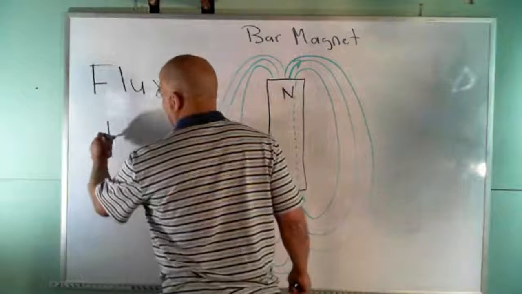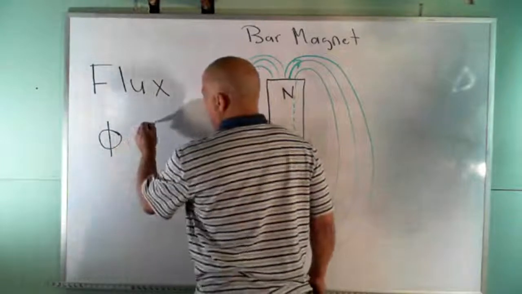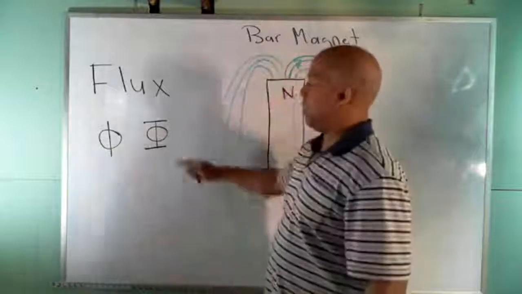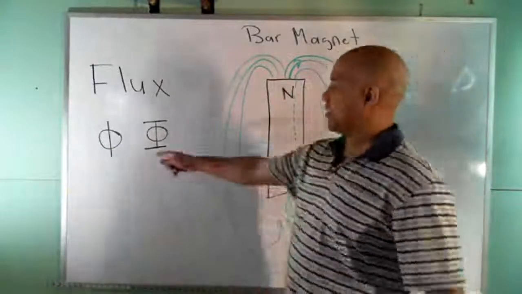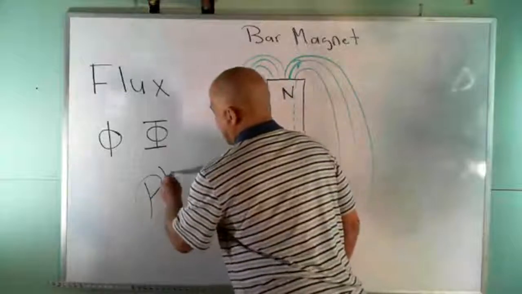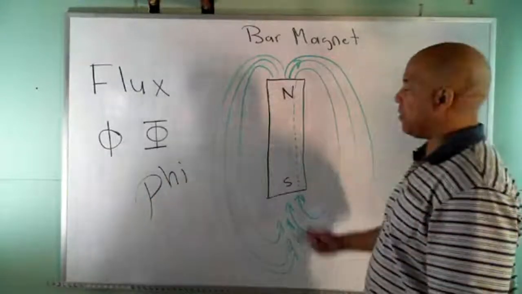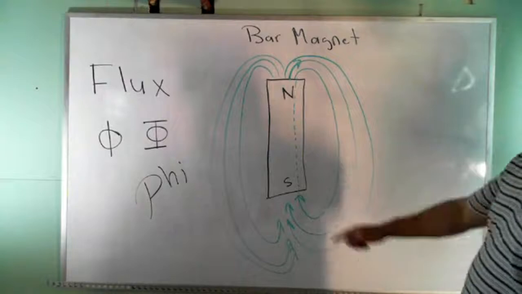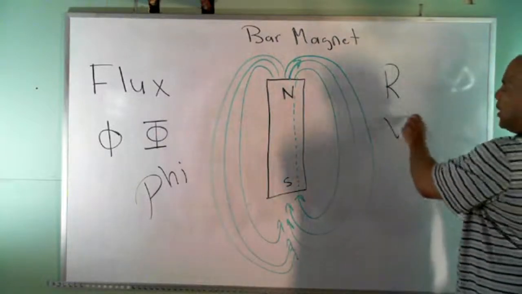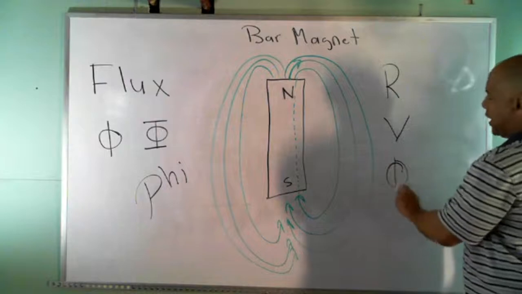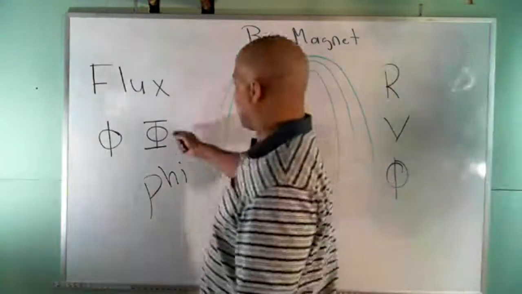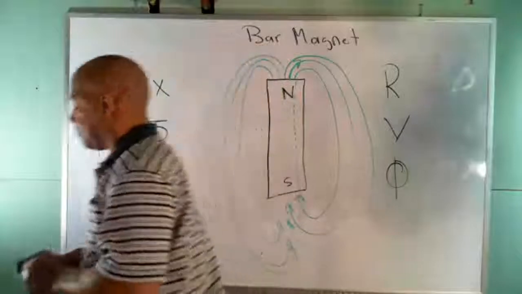You can draw it like this or like this. I like that way for some reason. I don't know why. But sometimes this is quicker to draw. That's actually the Greek letter, is it phi? Phi, whatever it is. That's the Greek letter. But we use that. We use R for resistance, V for voltage. We use this for flux, magnetic flux. So that's the symbol we use for flux.